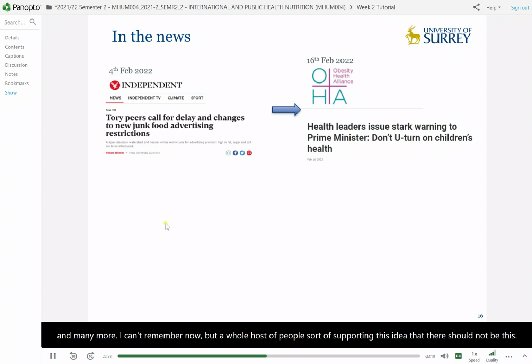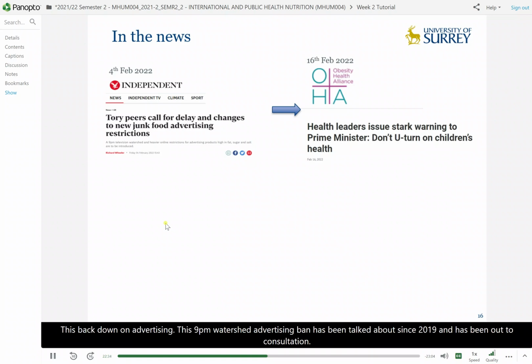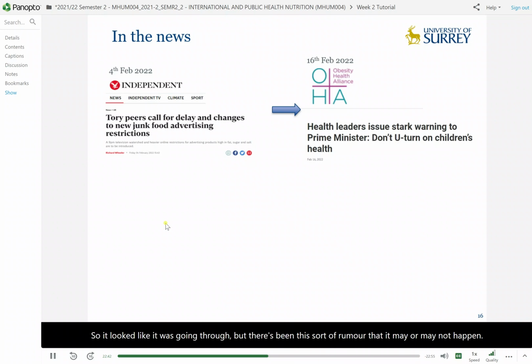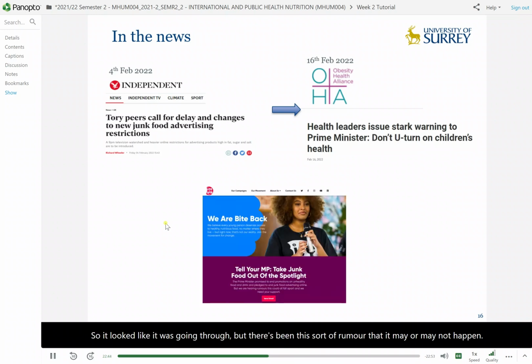I can't remember now, but a whole host of people are supporting this idea that there should not be this back down on advertising. This 9 p.m. watershed advertising ban has been talked about since 2019 and has been out to consultation. So it looked like it was going through, but there's been this rumour that it may not happen.